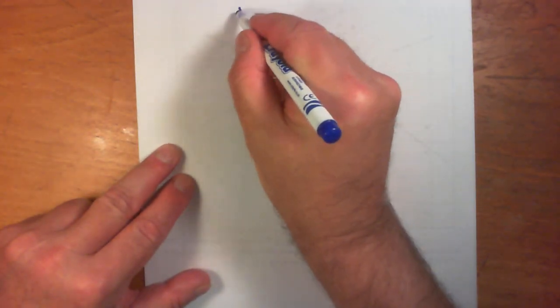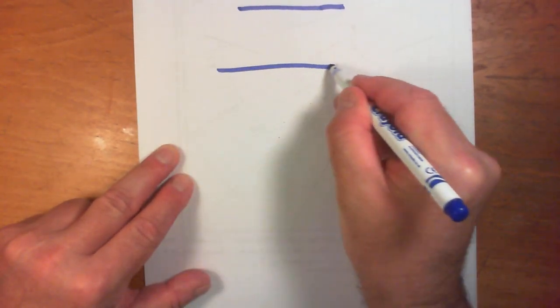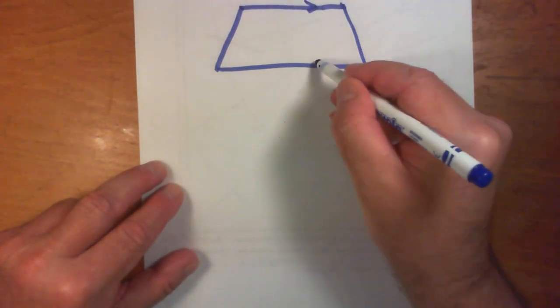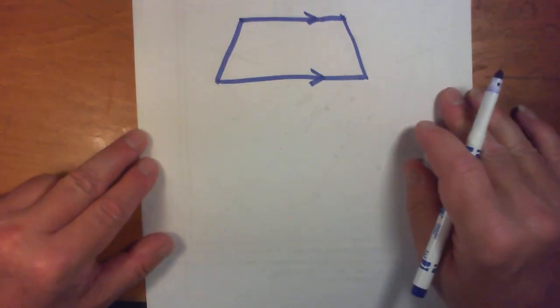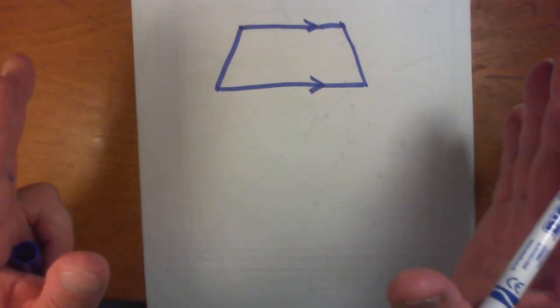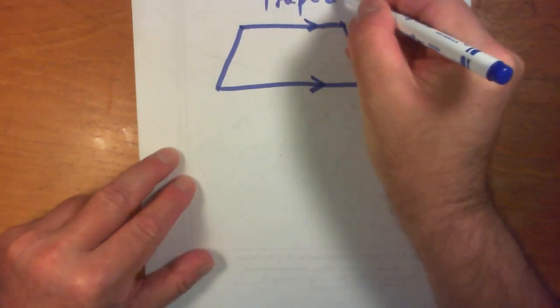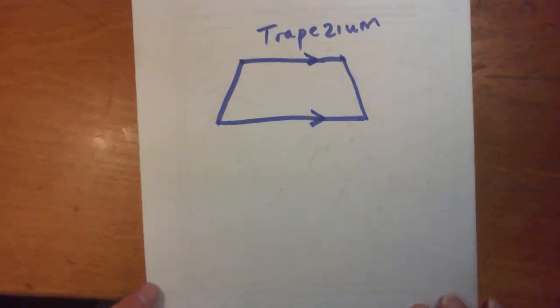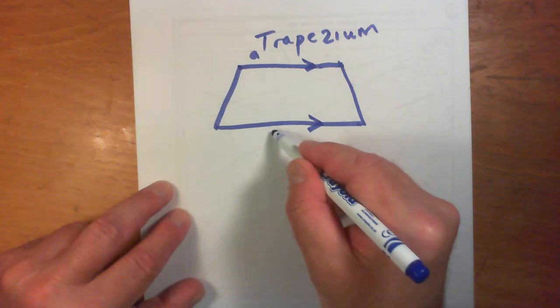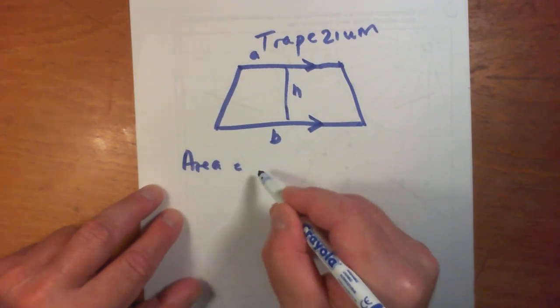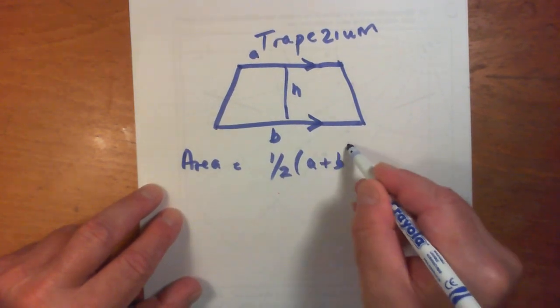Now, another form of quadrilateral is a trapezium. That's just with one set of lines parallel. A parallelogram requires both sets of sides to be parallel to each other. This just requires one, so that would be a trapezium. And the area, if I call that A, B, and that H, the height, equals a half A plus B times height.